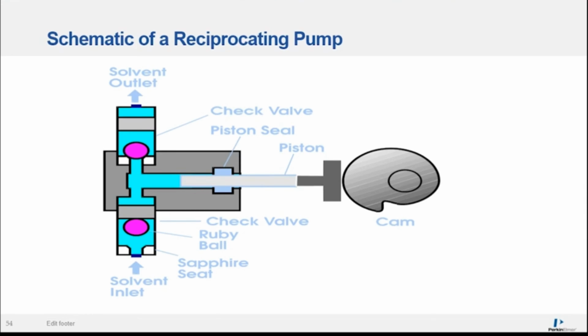pump seal is to keep the liquid, the mobile phase, in the liquid end of the pump and prevent it from traveling backwards. The pump seals are usually what needs to be changed on yearly maintenance.